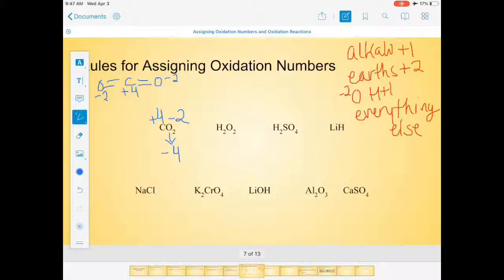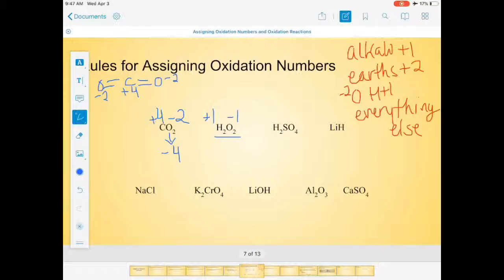On H2O2, this one's special, it's hydrogen peroxide, and it acts strange. I'm not going to test you on this, but the reason hydrogen peroxide acts strange is because oxygen actually will come with a -1 instead of a -2, and hydrogen will be a +1. If that confused you, don't worry about it too much. It's not on my test. Really, we're more worried about the other ones on here.